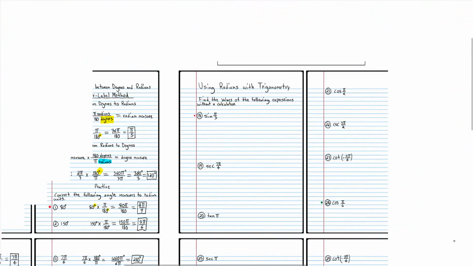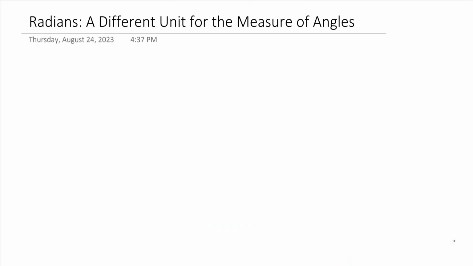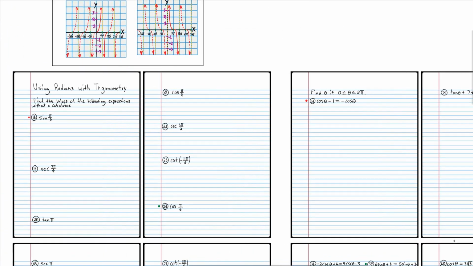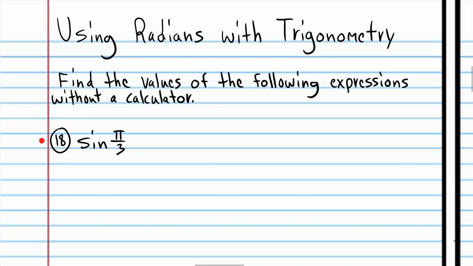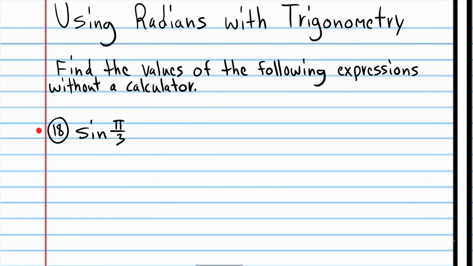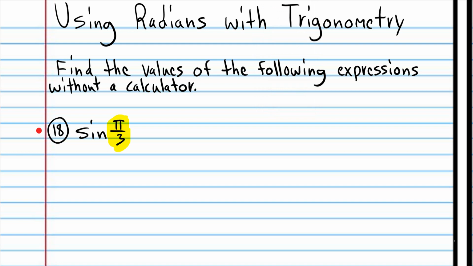Okay, so we learned how to convert between radians and degrees, and we learned what radians are. We learned how to define them. So now we're going to use radians with trigonometry, which means that we're going to plug in our radian measures into trigonometric functions. So we need to find sine pi over 3 without a calculator. So these are problems where we can determine the answers without calculators. So what that means is that this is a special angle.